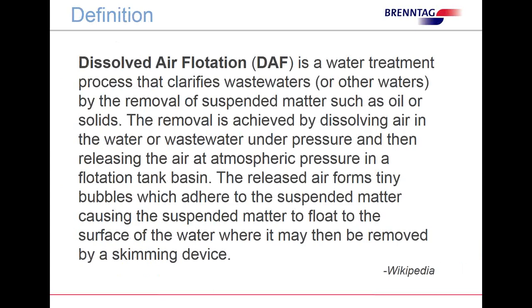So let's start out with a definition. I got this directly from Wikipedia, and I thought it was very, very well done. Dissolved air flotation, or DAF or DAFs, is a water treatment process that clarifies wastewater or other waters by the removal of suspended matter such as oil or solids. The removal is achieved by dissolving air in water or wastewater under pressure and then releasing the air at atmospheric pressure in a flotation tank. The released air forms tiny bubbles that adhere to the suspended matter, causing the suspended material to float to the surface of the water, where it may be removed by a skimming device.